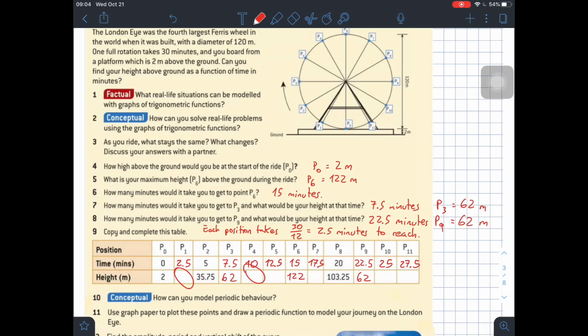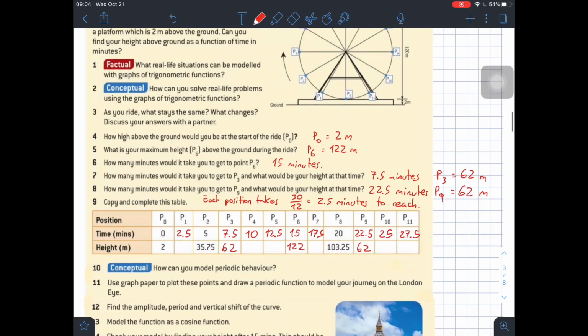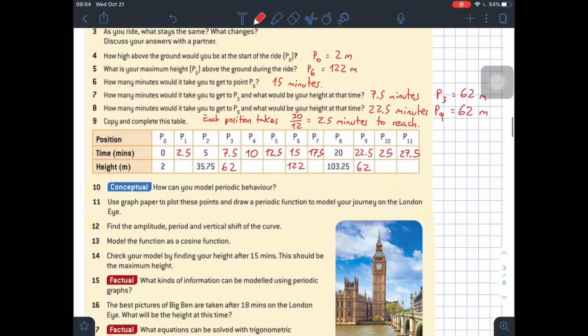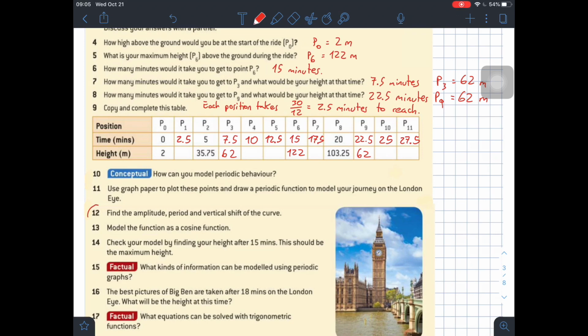So to find those heights, it's better if we first find the model, and then after we have the model, we're going to calculate those values. So let's go to part 12. It says exercise 12. Find the amplitude, period, and vertical shift of the curve. So how can we find the amplitude of this situation?